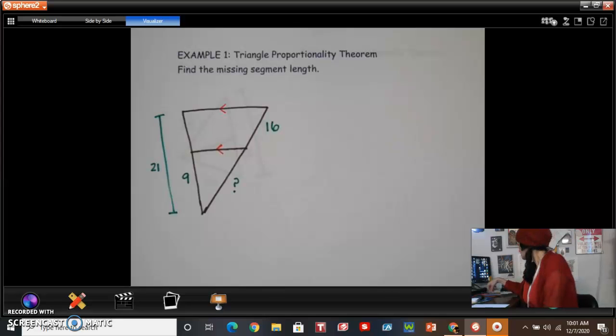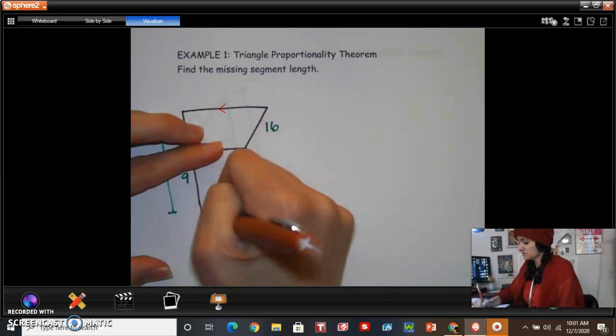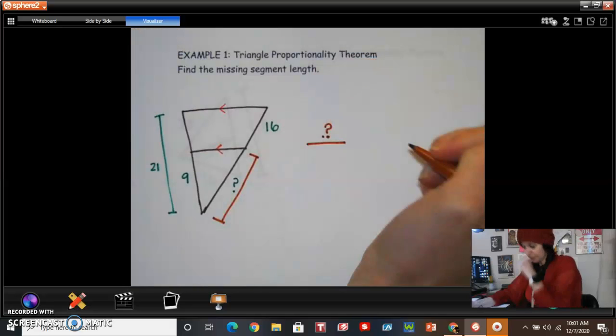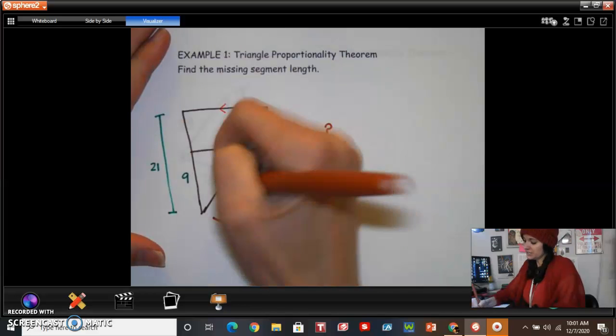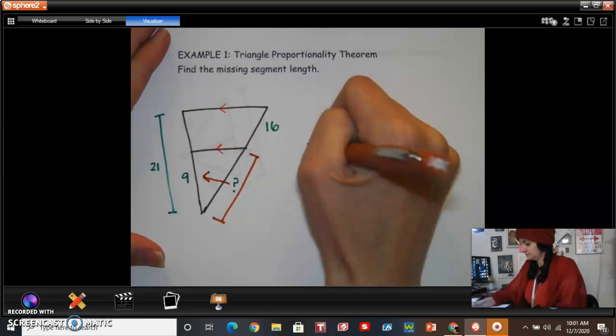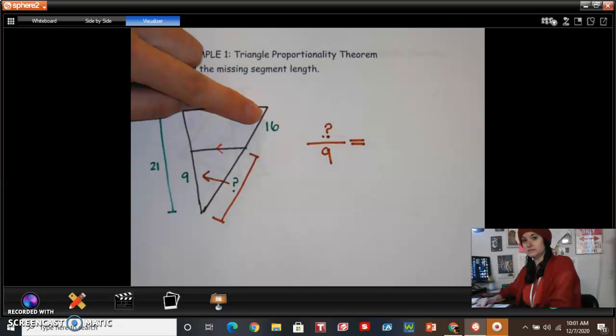Let's see what we got going on here. Since my blue pen is not doing the one job it has in life, and that's working, let's move on to a different color. So it's all about seeing what matches up. So I always start with the thing I don't know. So I have my question mark right here. This is what I don't know. Question mark over. Okay, and let's see, what does it match up with on the other side? Well, it matches up with 9 is equal to, okay, we do know that this is 16, right?